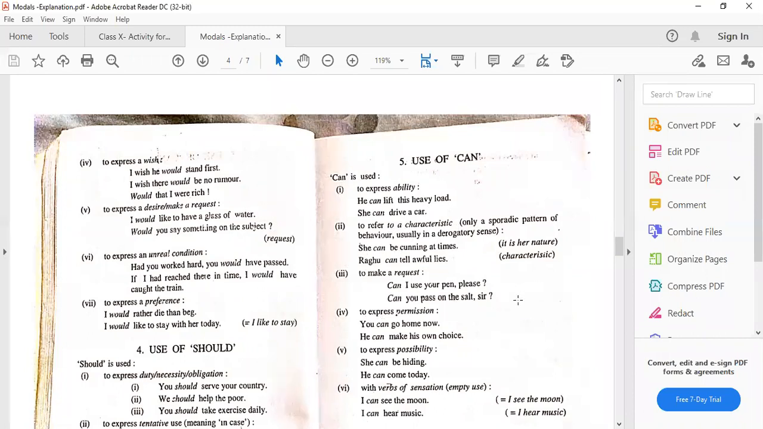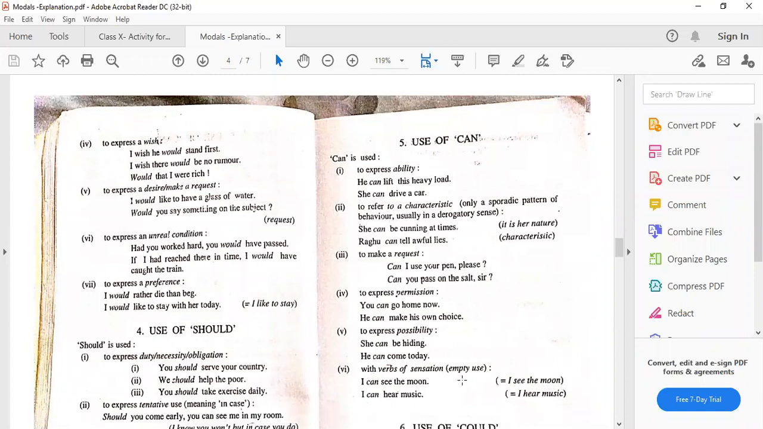To make a request, can I use your pen, please? Can you pass on the salt, sir? So to make a request. To express permission, आप किसी को permission देते हो या किसी से permission मांगते हो, even then we can use can. You can go home now. He can make his own choice. To express possibility, किसी चीज़ के होने की संभावना है. She can be hiding. He can come today. आ सकता है, संभावना है, आ सकता है आज.